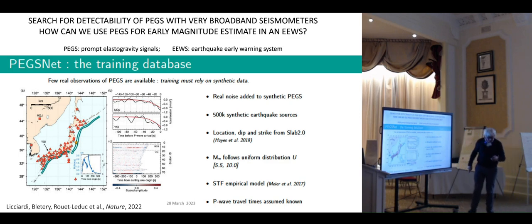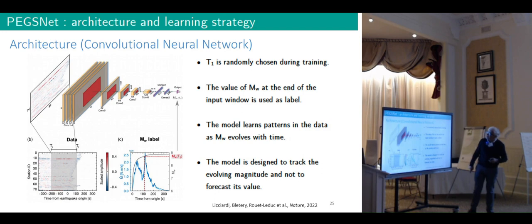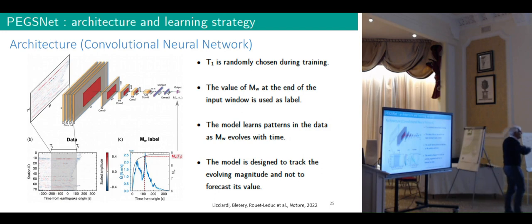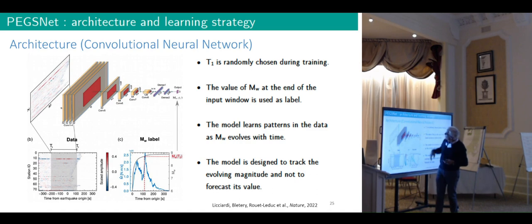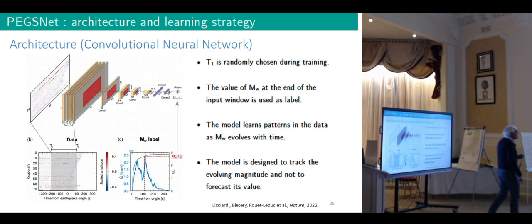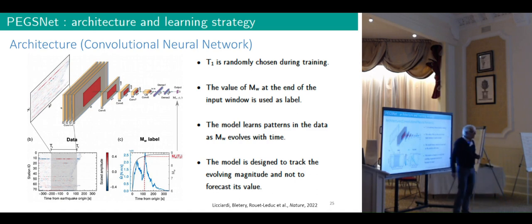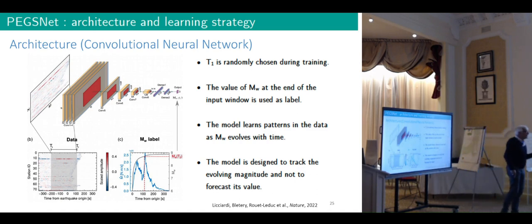And finally, they developed in Nice a convolutional neural network, which was trained to detect the prompt earthquake gravity signal. Okay, so those are the different technical points. You have this convolutional network, calculate synthetic data, and you define a window where you make the correlation between the synthetic and the data. And finally, you can make a decision if there is a signal or not.